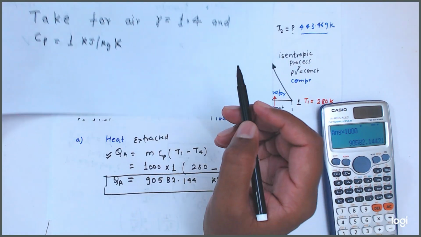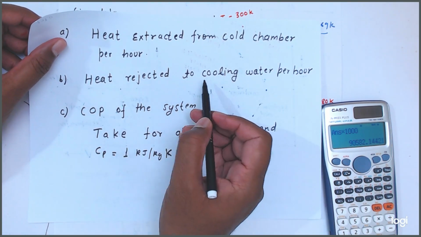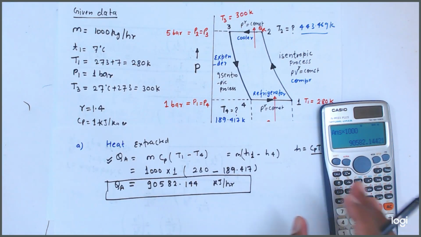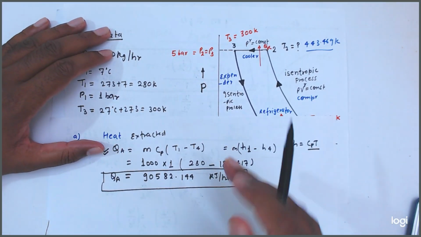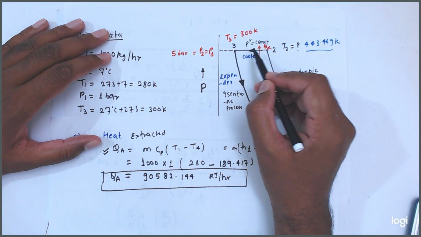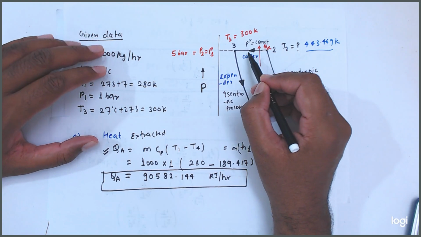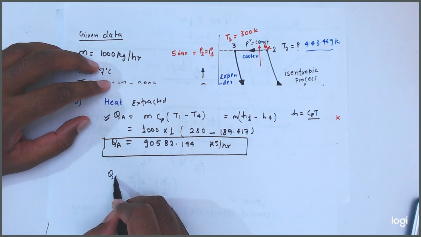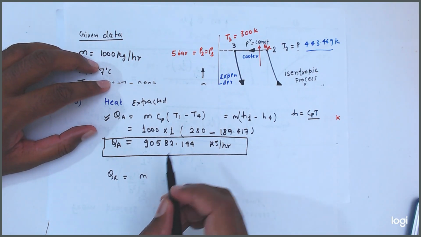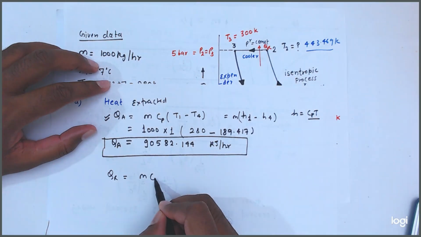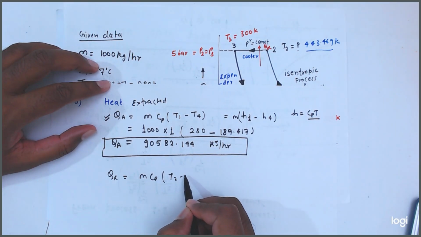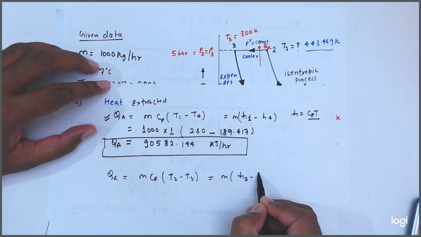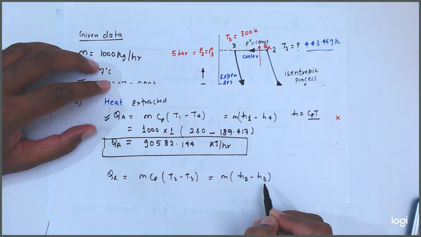Okay. Now the second point is that heat rejected to the cooling water per hour. This also per hour is there, so we will find this one also. Heat rejected means you have to follow this process 0.2 to 0.3. So in this, friends, what happened? Heat rejected equal to same M into Cp into T2 minus T3, or this enthalpy 2 minus enthalpy at 0.3.